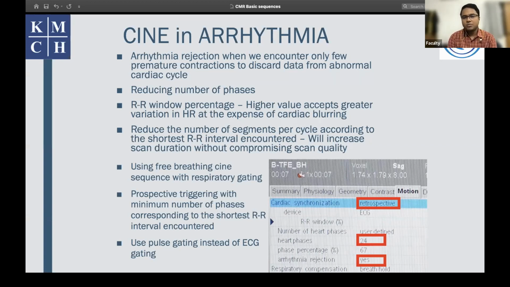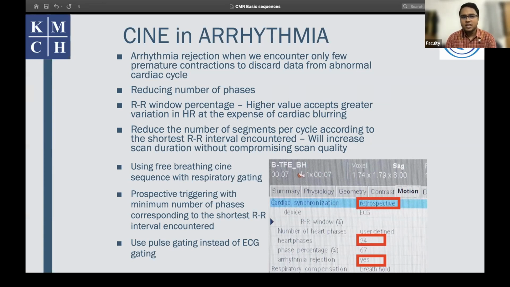So the data from that particular RR interval will be discarded and you will get a good quality image with a mild increase in scan duration. But this cannot be used if the arrhythmia burden is very high, because the system will just keep on rejecting all the RR intervals and you won't get any data for image reconstruction.